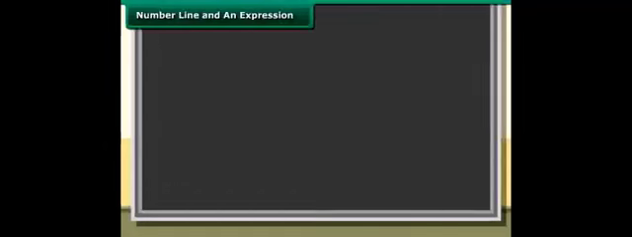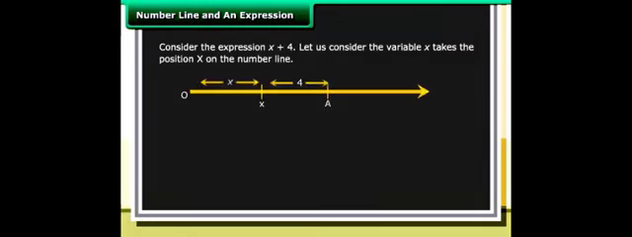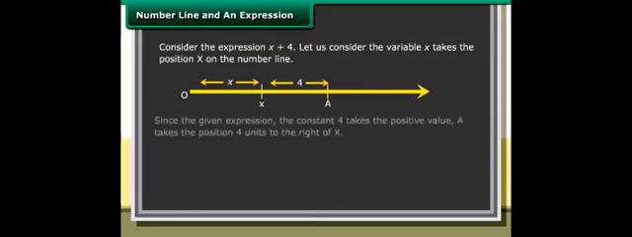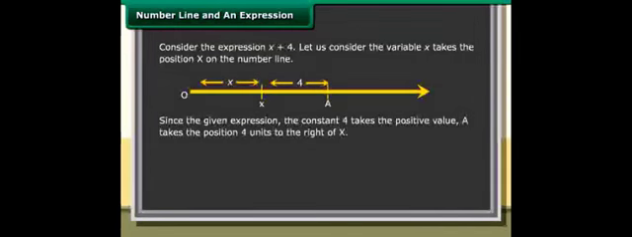Total cost. Number line and an expression. Consider the expression x plus 4. Let us consider the variable x takes the position x on the number line. Since in the given expression the constant 4 takes the positive value, a takes the position 4 units to the right of x. If the expression is x minus 4, the position a will be to the left of x.